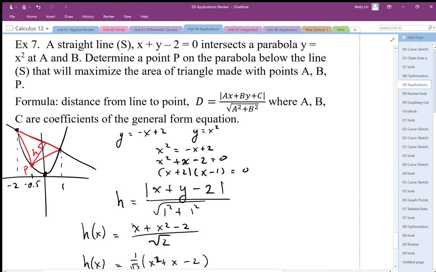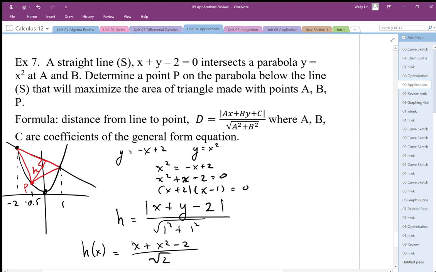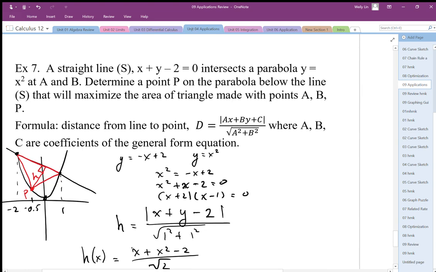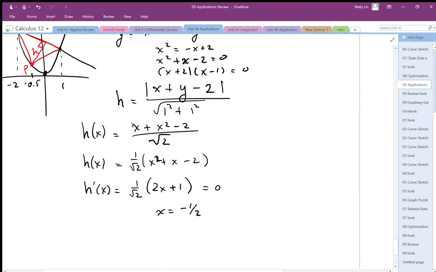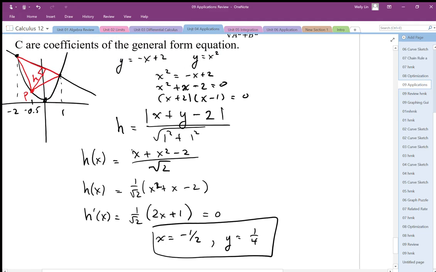Okay, so what's the question asking? Find a point P on the parabola. So I found the x coordinate of the point on that parabola and just plug it back into the parabola to get the y coordinate. So there it is. And if you want, you can calculate the area of this by actually calculating the length of H and finding the distance between those 2 points, okay, using Pythagoras, and we can actually calculate the maximum area of that triangle.